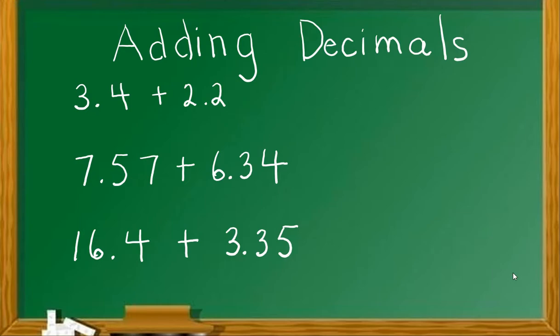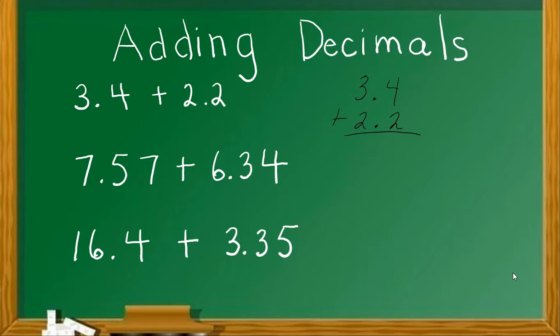So our first example for adding decimals is 3 decimal 4 plus 2 decimal 2. Or we can say this as 3 and 4 tenths plus 2 and 2 tenths.